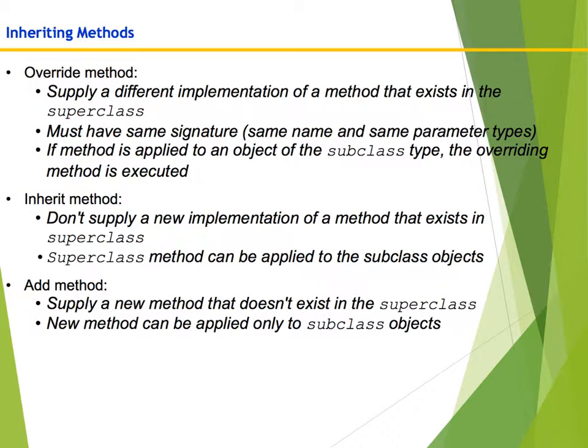The second type of inheriting a method is to just keep the implementation of the superclass and reuse it in the subclass. So basically, if you want to inherit a method, you don't need to supply a new implementation of the method that exists in the superclass. Basically, the superclass method can be applied to the subclass objects if you don't override that method. And then the third type of inheriting methods in Java is to add a method. You supply a new method that does not exist in the superclass. So new methods can be applied only to the subclass objects because the superclass doesn't have those methods.